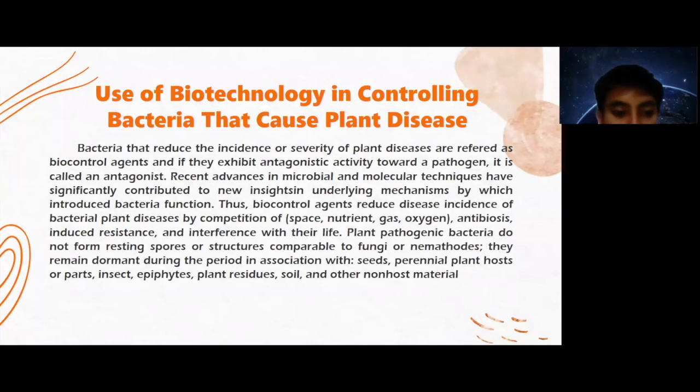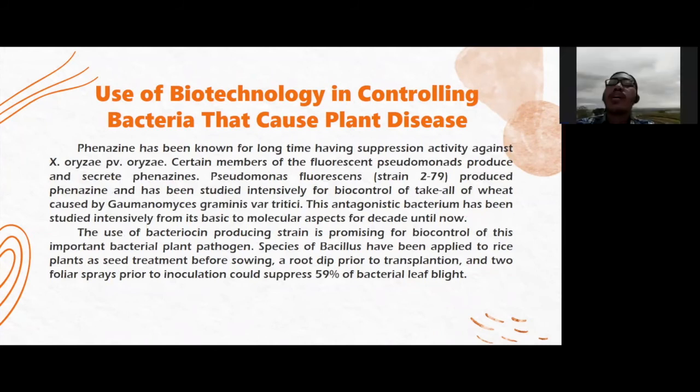They remain dormant during the period in association with seeds, perennial plant cells or parts, insects, epiphytes, plant residues, soil, and other non-host material. Phenazine has been known for a long time, having suppression activity against X. oryzae pv. oryzae. Certain of the fluorescent Pseudomonas produce and secrete phenazine.